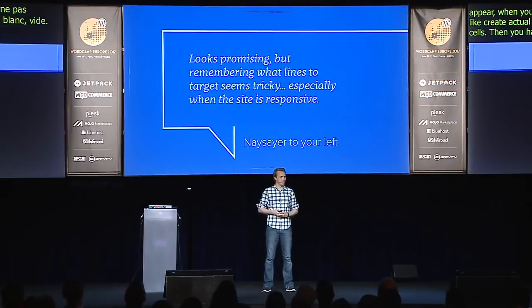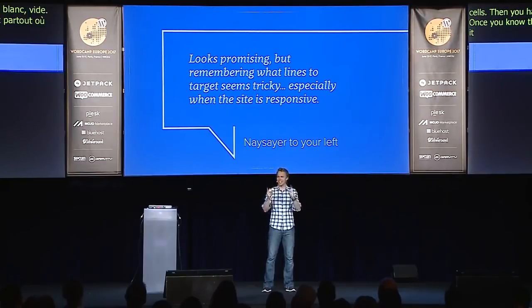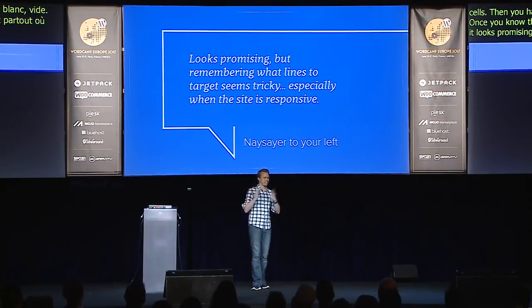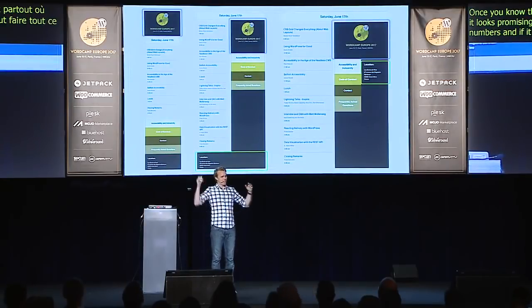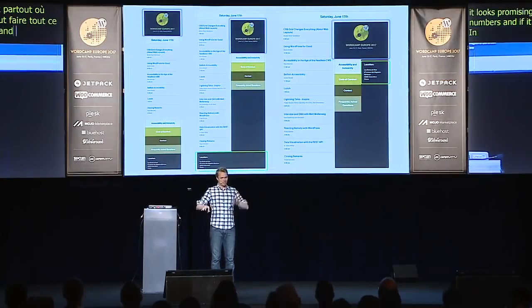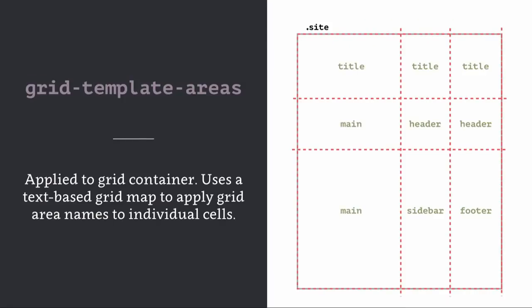Looks promising, right? But you have to do all this counting stuff and keep track of the line numbers. And then what if it's responsive and you keep changing the grid? It gets kind of nuts. In my layout, I move elements, particularly the header and the footer. Keeping track of that with numbers would be a pain. And to be fair, you can actually give each of the track lines a name and refer to them by name instead of by number, but that's still quite a lot of stuff to deal with.